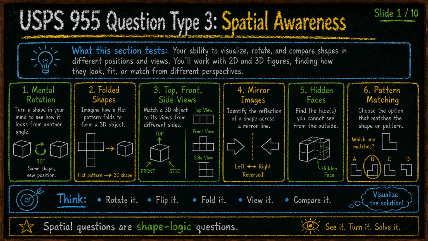Spatial awareness is not magic. It is visualization plus elimination. You rotate it, you flip it, you fold it, you view it, you compare it. The goal is simple. See it, turn it, solve it.